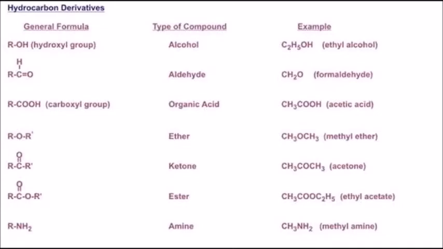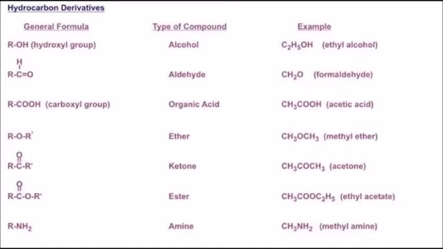Hydrocarbon derivatives. The first type of compound that we have is the alcohol, whose general formula is ROH, which is part of the hydroxyl group. An example of this is ethyl alcohol. The next one is aldehyde, whose formula is RCH double bond O. An example of the aldehyde is formaldehyde. The next one is organic acid, whose formula is RCOOH. An example of it is acetic acid. The next one is the ether, whose formula is ROR. An example of this compound is methyl ether.